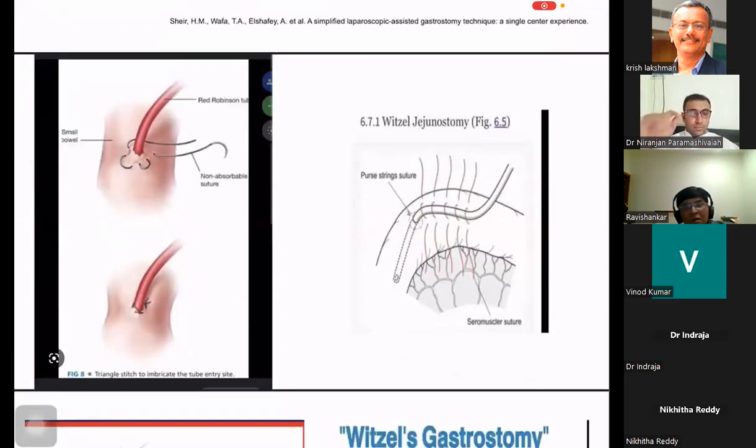And this is the Stamm technique, in which we place a purse string and stab the lumen with a number 11 blade and insert the tube. In this there is leakage around the site. So to prevent the leakage, another technique called the Janeway technique was developed, in which a tunnel is created serosally, so the leakage will be minimized.